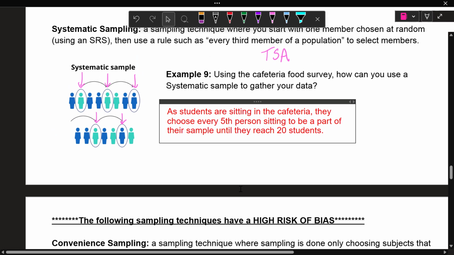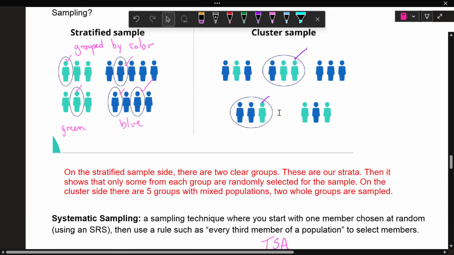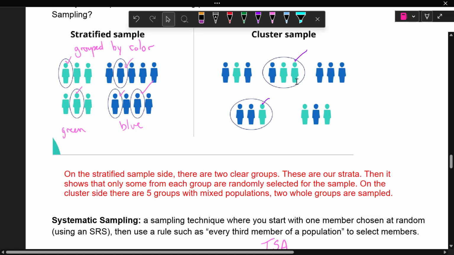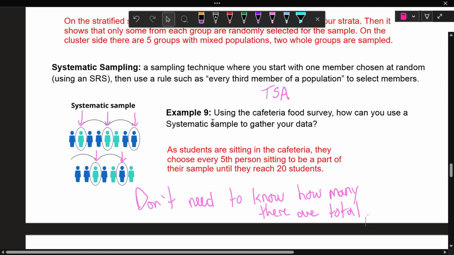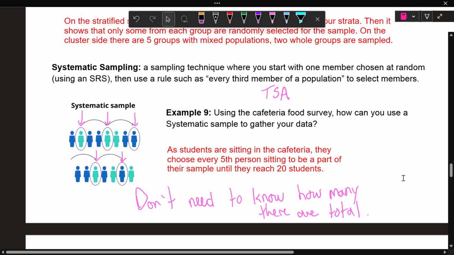The nice thing about systematic is we don't need to know how many there are total. In cluster, we needed to group them up. We needed to group them, so we need to know how many there were, whether it's grouping by color or grouping randomly. With systematic, we don't need to know how many total there are. We just kind of keep taking people out of our sample using our rule until we get what we need.